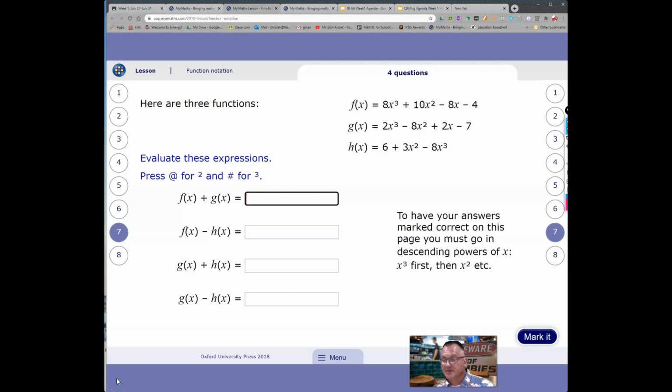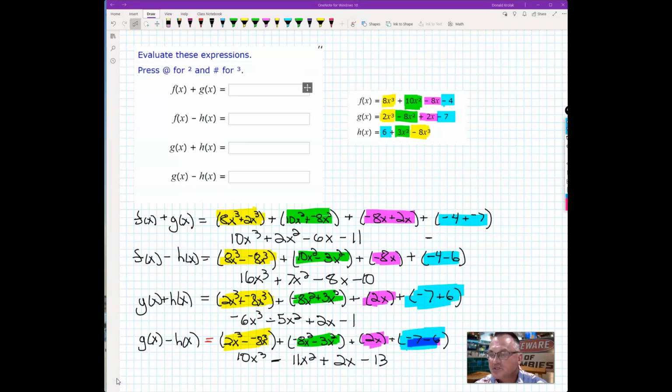see how you did. So this was just a matter of keeping all your like terms together. So I color-coded the terms that were alike and just grouped them together to make you be able to see how I combine those terms. But that's adding and subtracting functions. It's just adding and subtracting like terms.